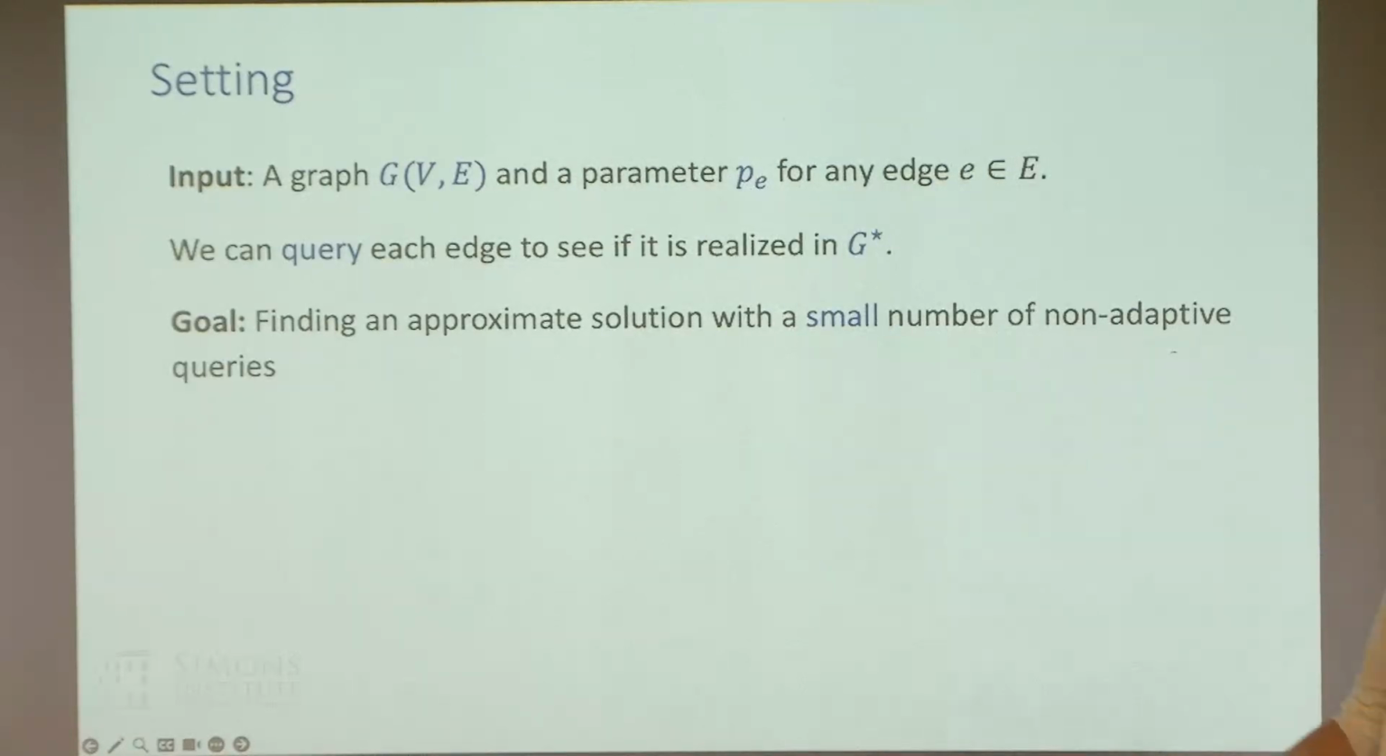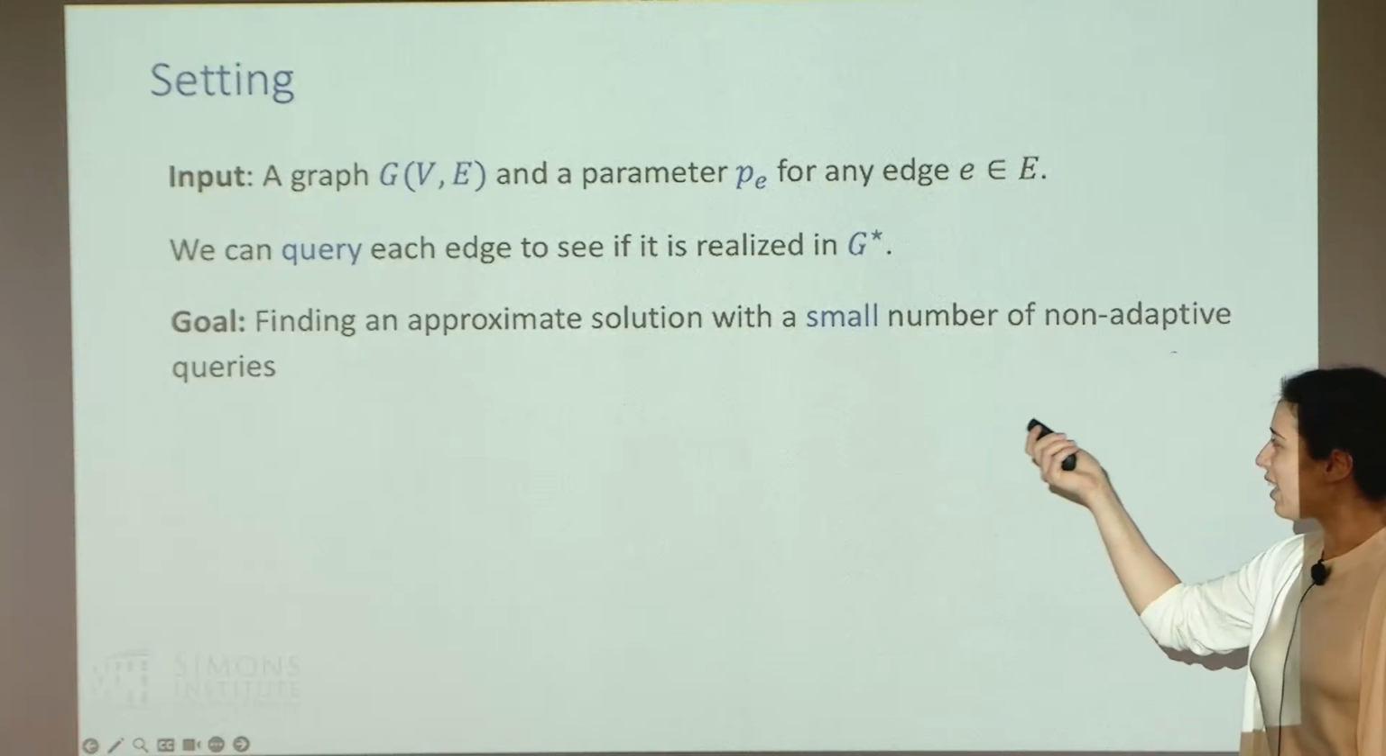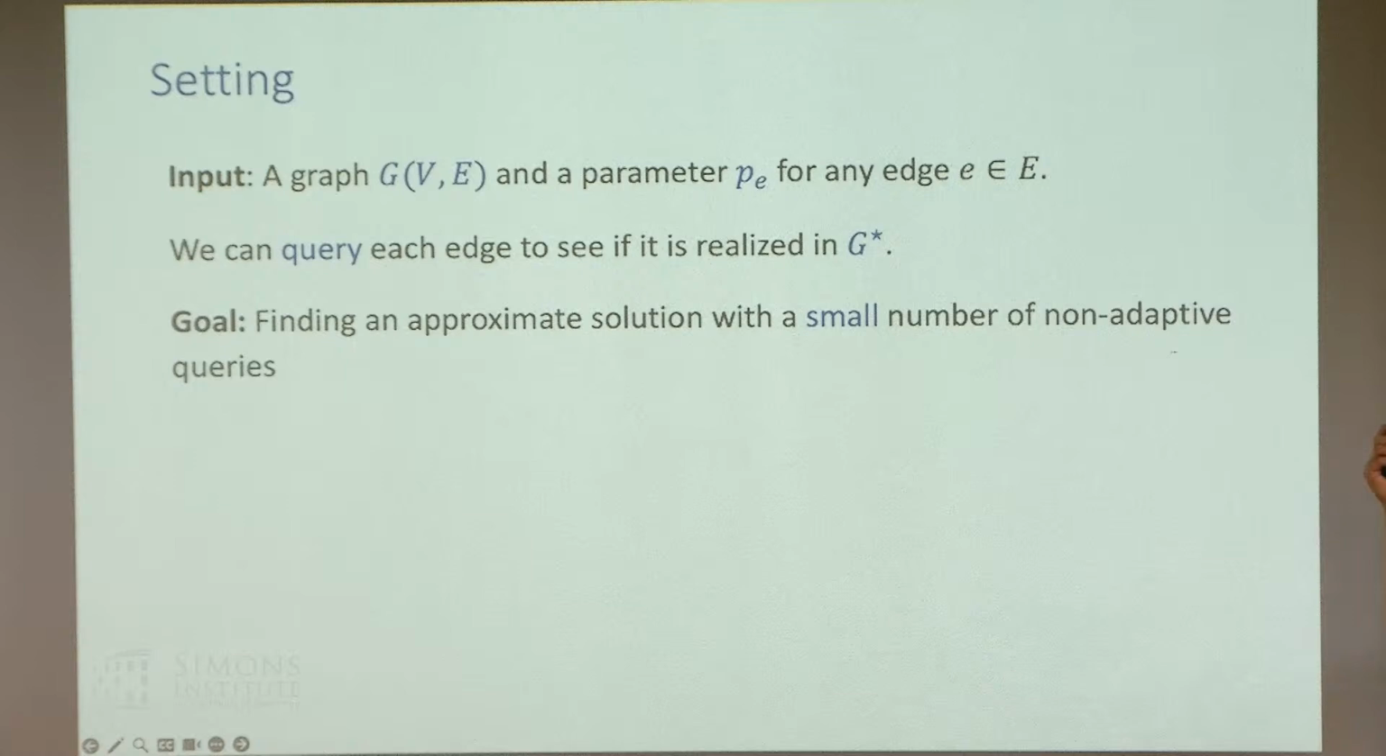Now, in this workshop, we want to talk about simplifying stochastic graphs. So we have our parameters, base graph and probabilities, and we want to query a few edges of this graph, or a sparse subgraph, in order to find a good solution to whatever problem we want to solve. And our goal is to find a good approximate solution.